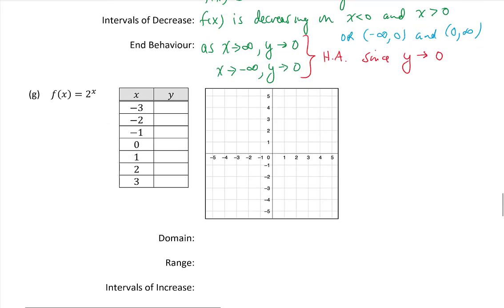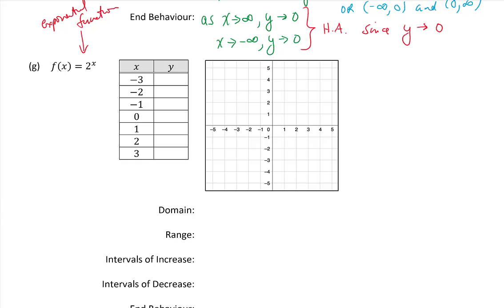Next up is our exponential function. So again, we're just subbing our values, and you try this yourself. So if I want f at negative 3, that's equal to 2 to the negative 3, which is equal to 1 over 8. And you can complete this table. And if you have questions, let me know. Let's graph this function.